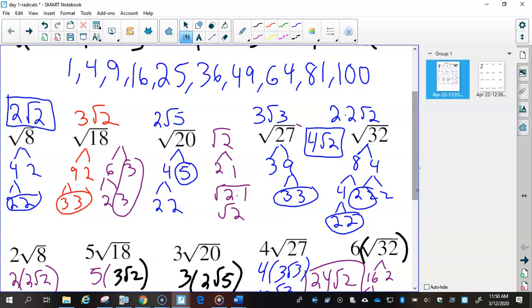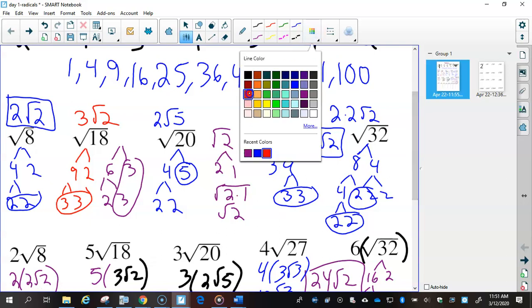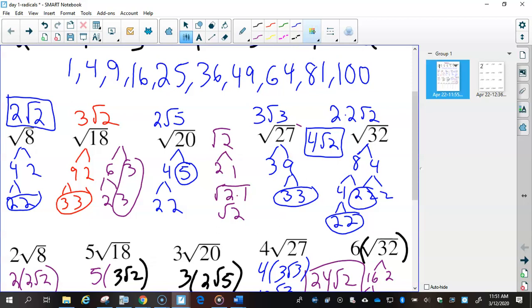To do it with your perfect squares, you need to know your factors. So when you do your factors, I know that the square root of 8 is 4 and 2. Is one of those numbers a perfect square? Which one? 4. So I know 4 is a perfect square. The square root of 4 is what? 2. Whatever the square root is would go outside, and then the other factor would go inside.